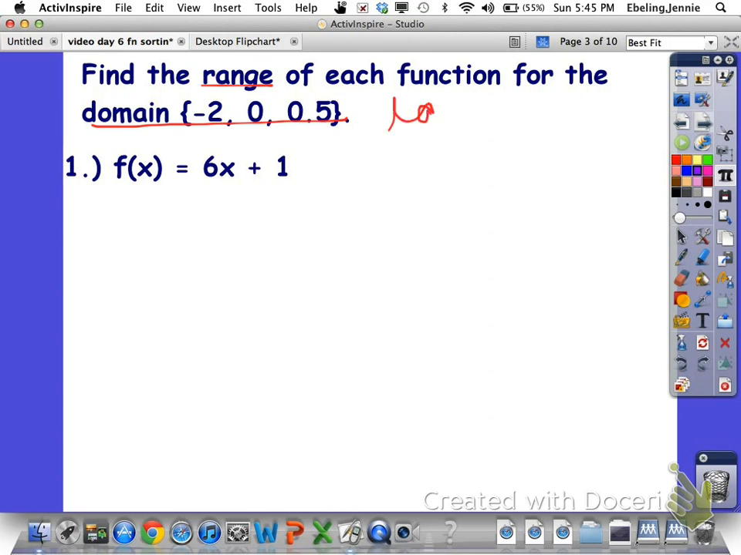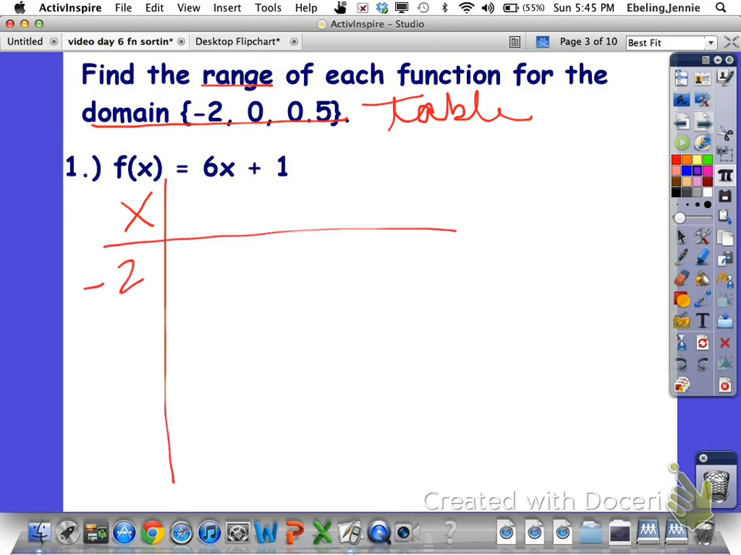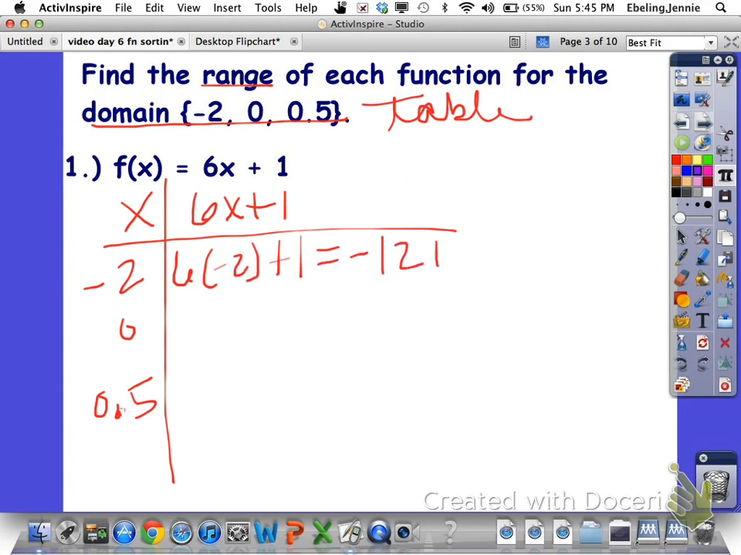What we're going to do here is we're going to create a table. We're going to do like a t-chart here. You're going to put those x values in, and then you're going to substitute them in one at a time for 6x plus 1. You're going to evaluate this function. So we have 6 times -2 plus 1, which would give me -12 plus 1, which is -11. I have 6 times 0 plus 1, which is 0 plus 1, which is 1.